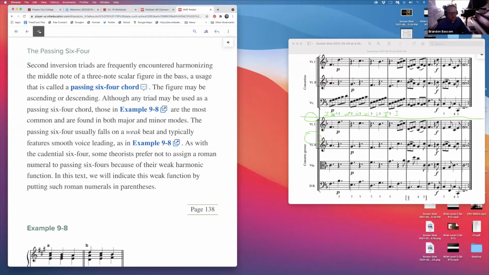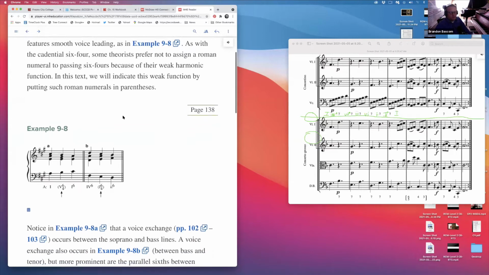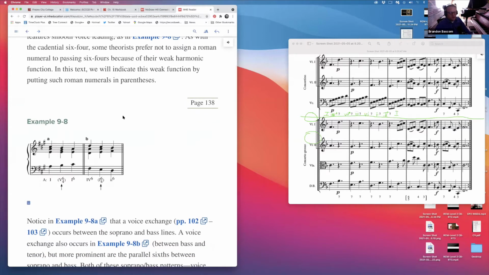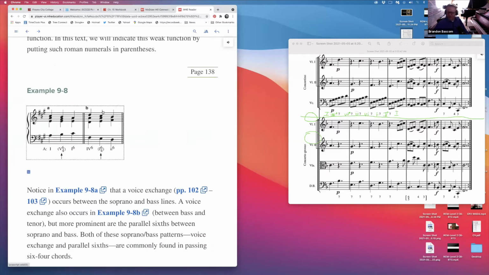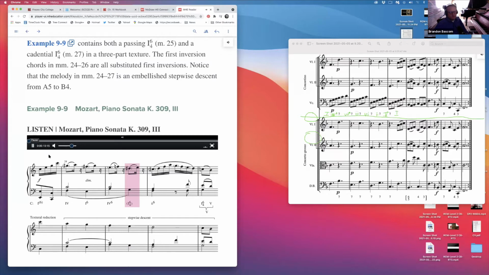All right, we talked about the passing 6/4 chord. Usually falls on a weak beat. Some theorists don't like to label them, but whatever. The 3 blind mice chords. You remember this? Example 9-9. Ooh, that was the twofer. Not only did you have the passing, but you got the cadential as well.